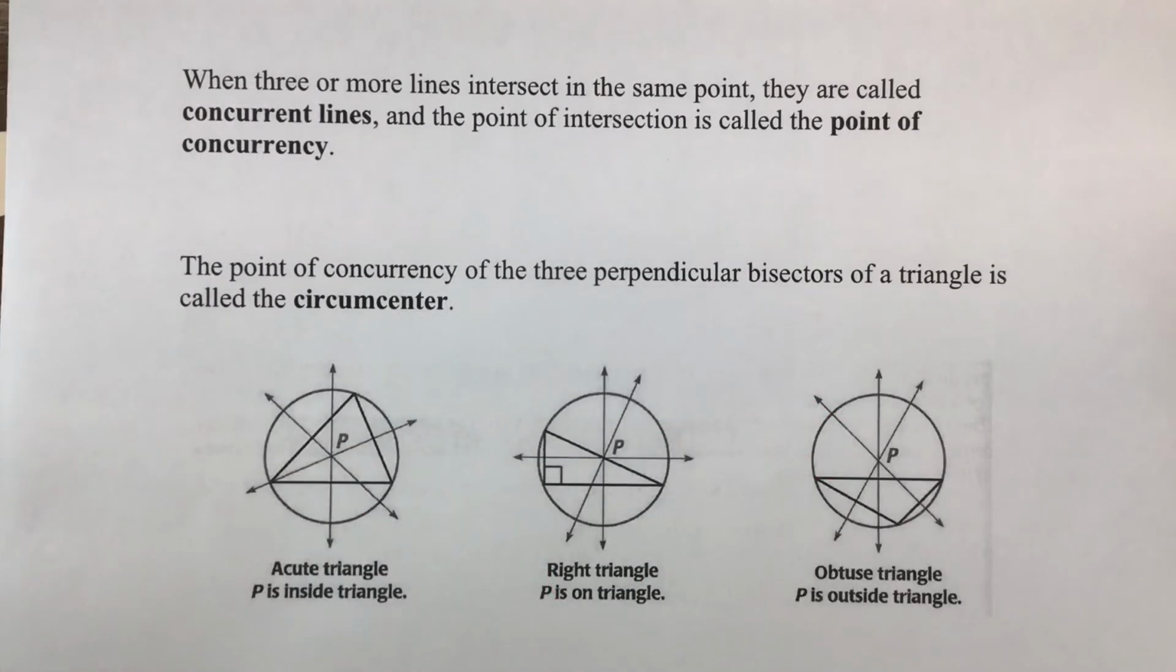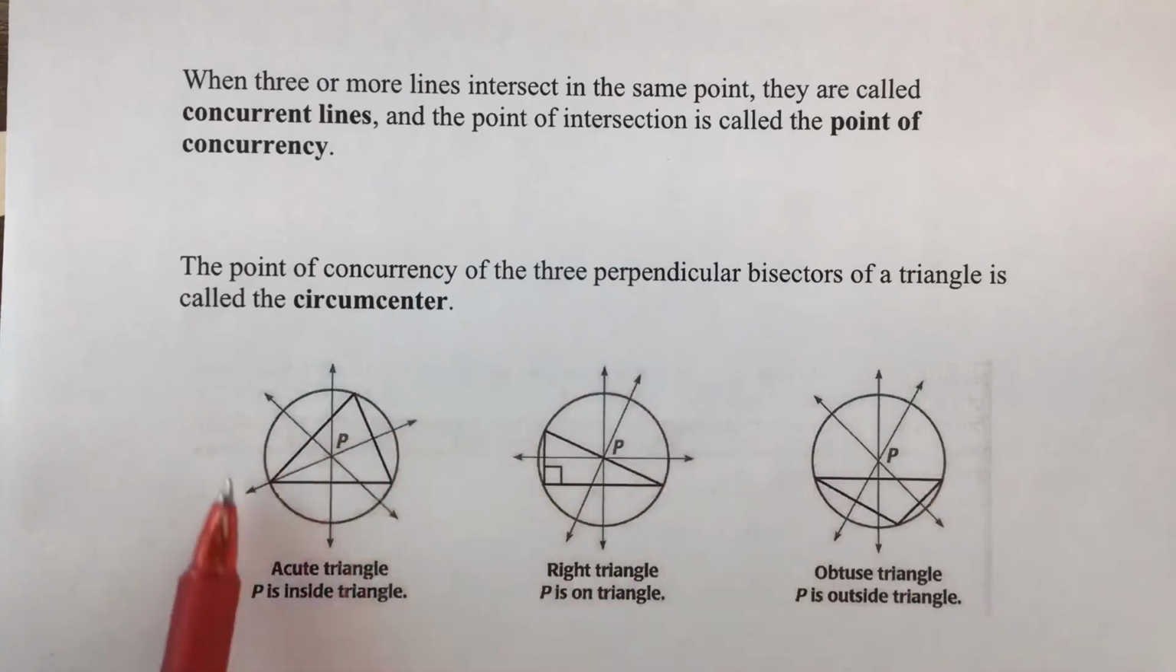All right, the fun part: perpendicular bisectors of the sides of triangles. We're going to look at that in just a second. But before I do that, I need to define a couple things real quick. When 3 or more lines intersect at the same point, they are called concurrent lines. And the point of intersection is called the point of concurrency.